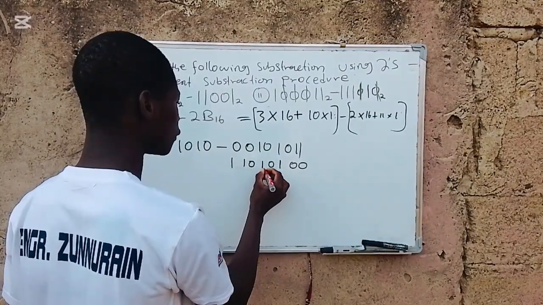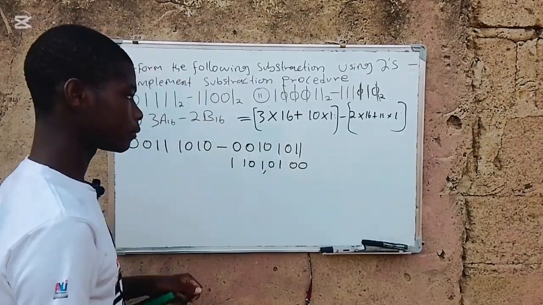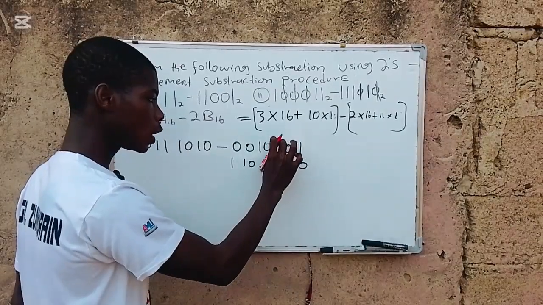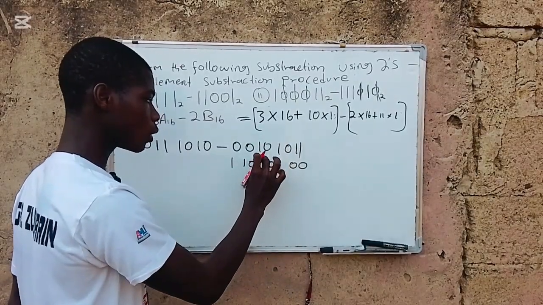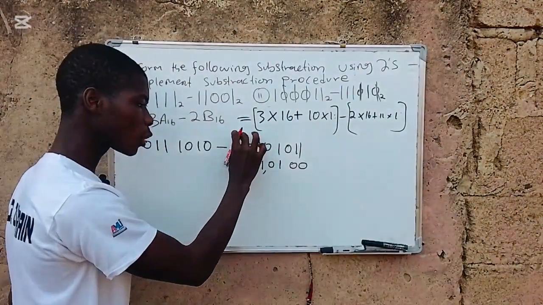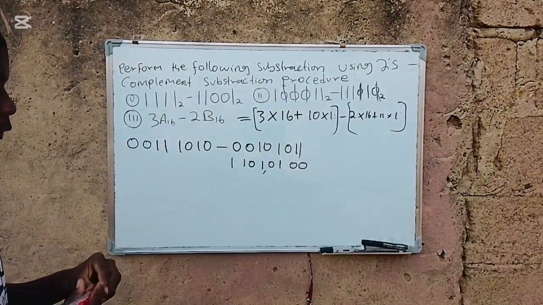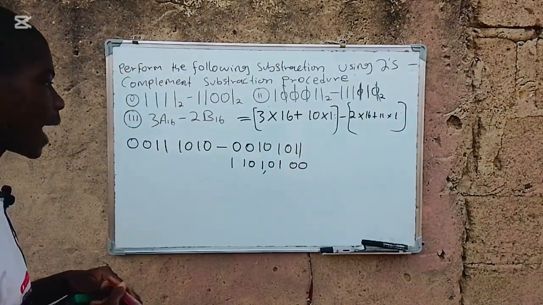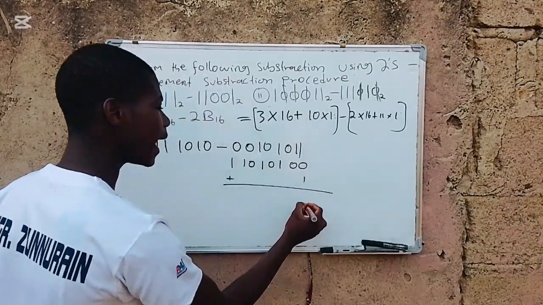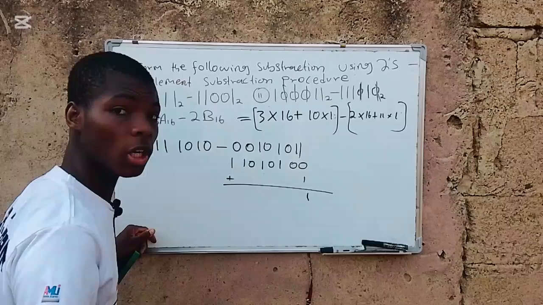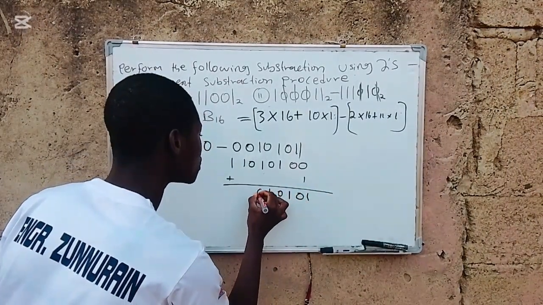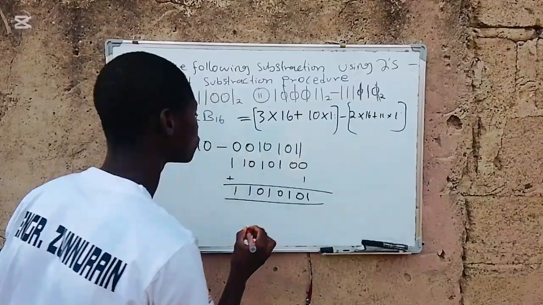As you can see, 1 2 3 4, 1 2 3 4. 1 1 becomes 0 0, 0 becomes 1, 1 becomes 0, 0 becomes 1, 1 becomes 0, 0 becomes 1, and 0 becomes 1. The next thing that I'm going to do is add 1. If I add 1, it will become 1 0 1 0 1 0 1 1.